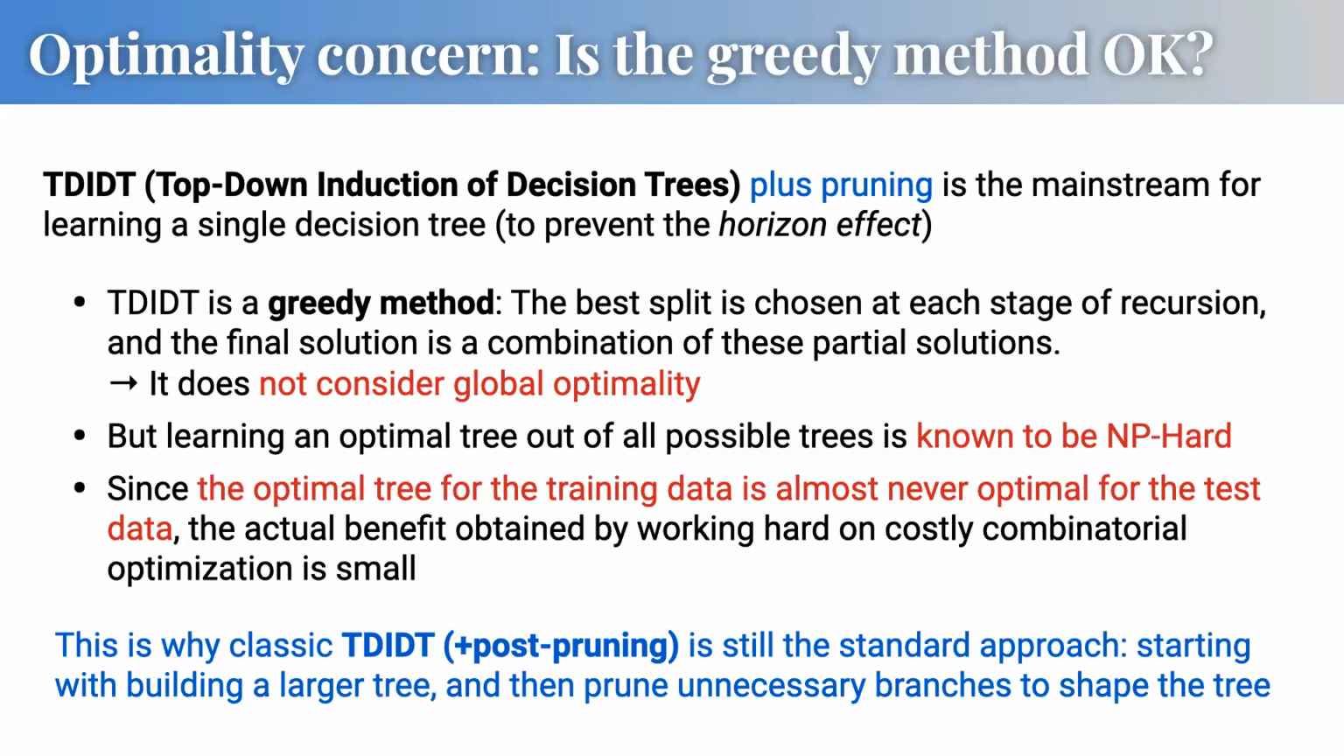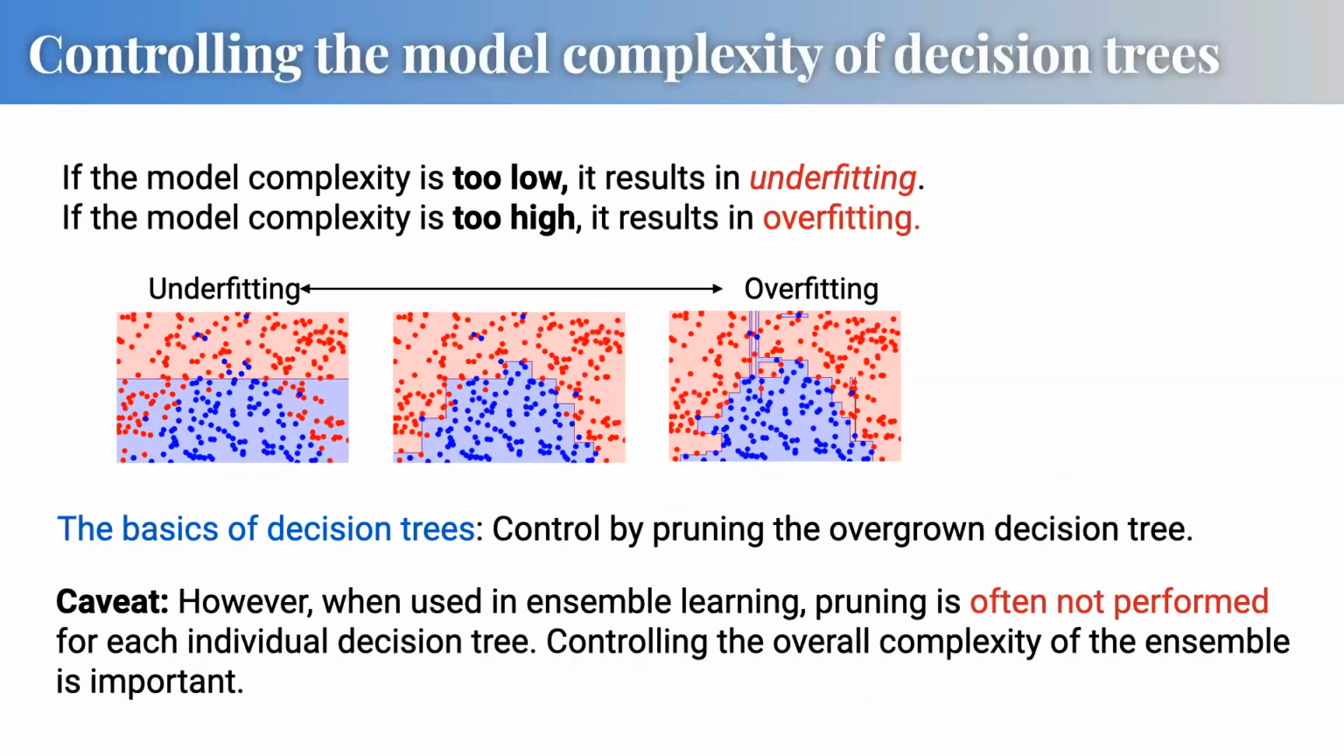So that's why the greedy method I described is a standard approach even now. But there is some research on exact algorithms. And also we need to control the complexity of the decision trees, as you already saw in the deep learning models. If the model is too simple, it will underfit. But if the model is too flexible, then we will see overfitting here. So we need to do something good in the middle.